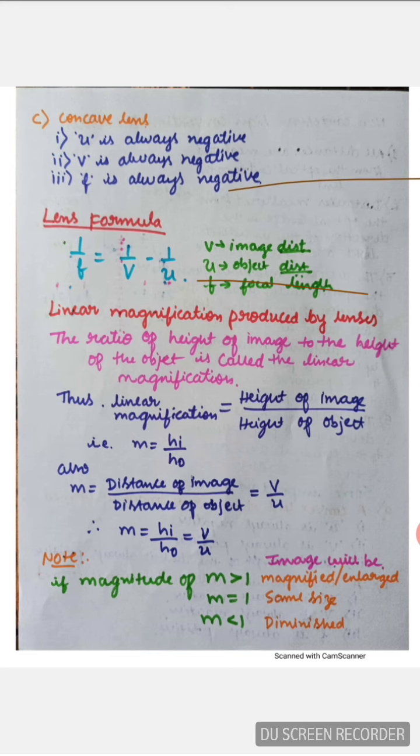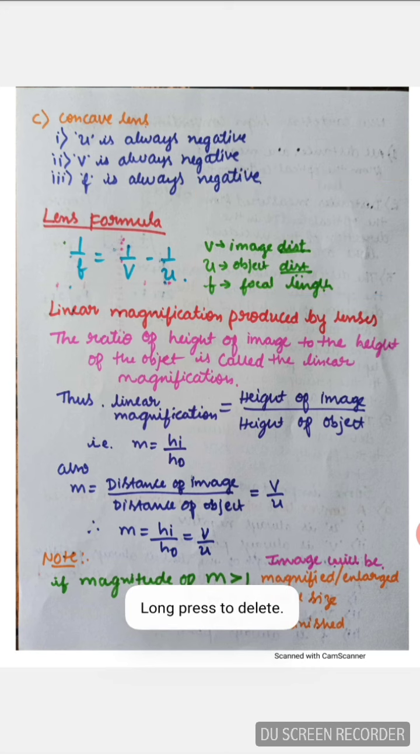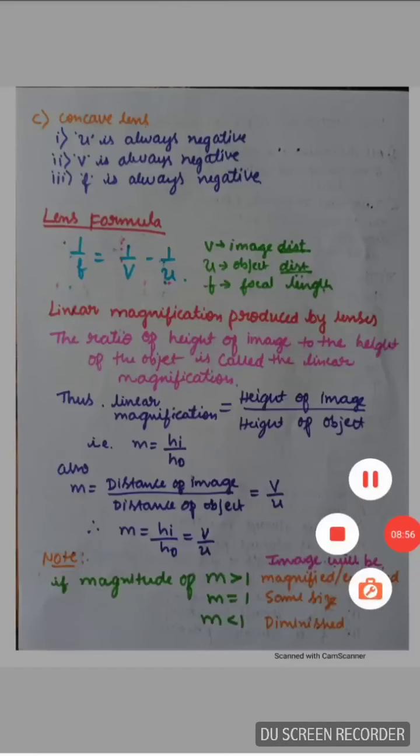Okay, let us go for the next concept, that is the lens formula. Similar to the mirror formula, we have the lens formula. The mirror formula is 1 by f is equal to 1 by v plus 1 by u, whereas the lens formula is 1 by f is equal to 1 by v minus 1 by u, where v is image distance, u is object distance, f is focal length. So 1 by f is equal to 1 by v minus 1 by u.